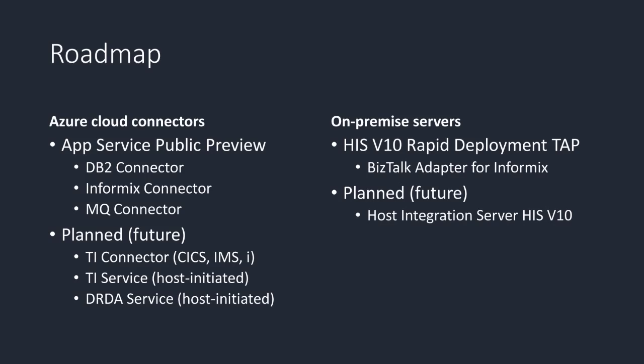As far as on-premise goes, we're developing a new version of what we call Host Integration Server and our BizTalk adapters. I already mentioned the BizTalk adapter for Informix, and these are planned for a future release to support the new Windows operating systems. So first of all, I think everybody is interested, when will it come out, the next release of Host Integration Server? I believe the next release will follow the Windows release by some number of months. I don't have any specific dates on that.